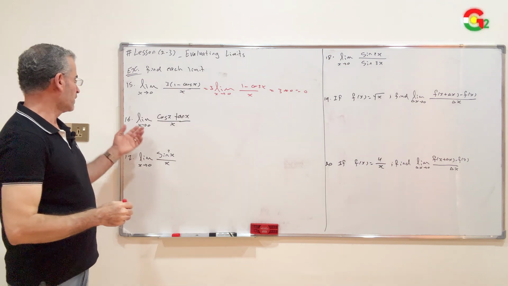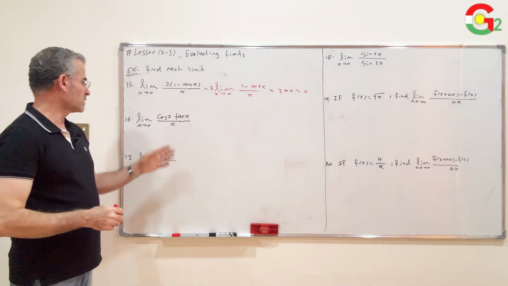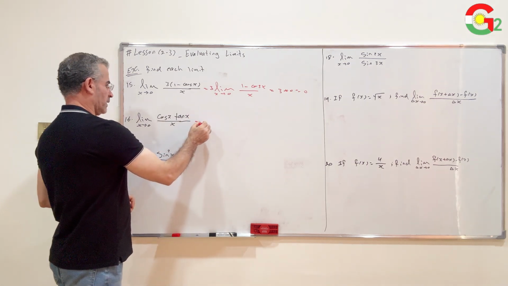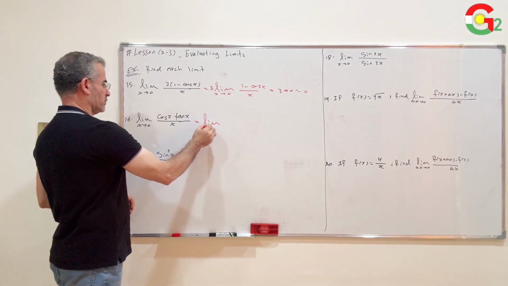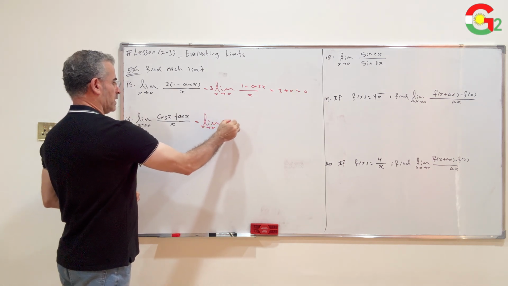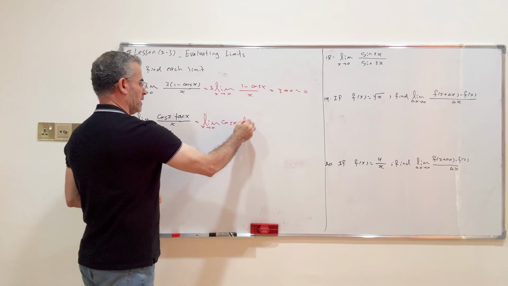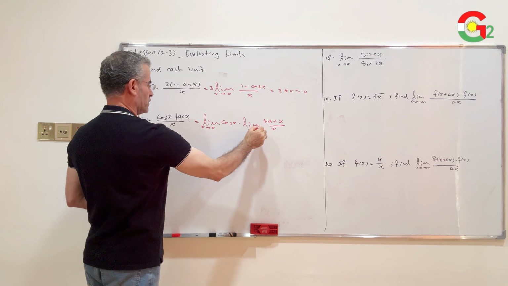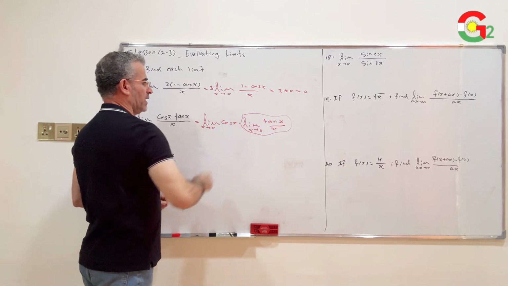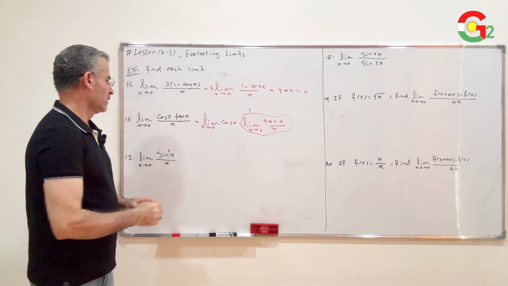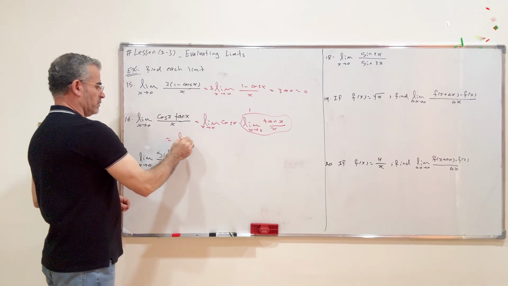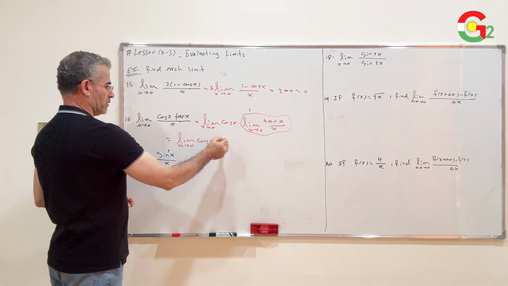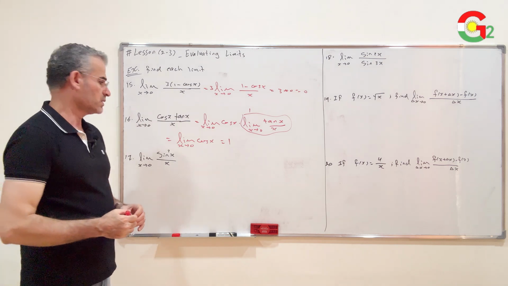Number 16. Find the limit of cosine x times tan x over x when x approaches 0. Then I can rewrite this limit as the limit as x approaches 0 of cosine x times the limit of tan x over x when x approaches 0. Since the limit of tan x over x when x approaches 0 is 1, then the answer will be the limit when x approaches 0 of cosine x, equal to cosine 0, which is 1. Then the answer is 1.